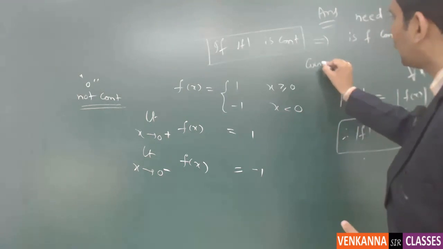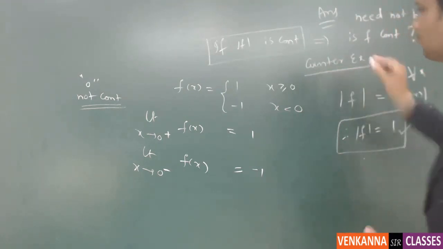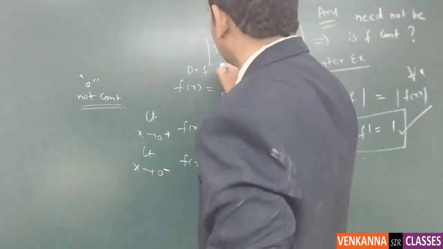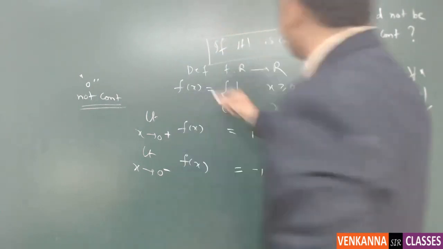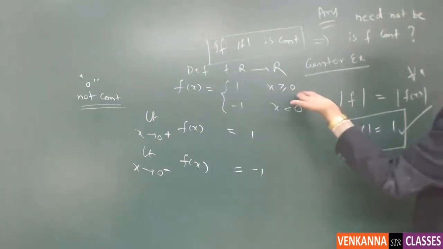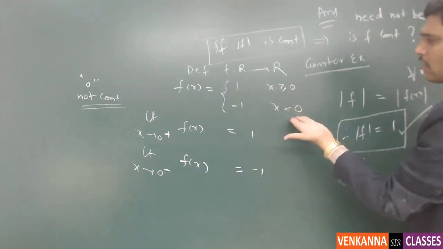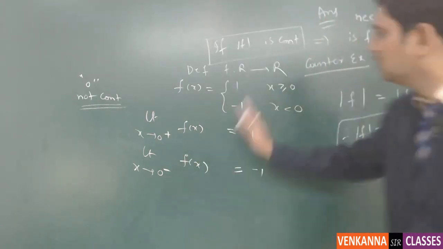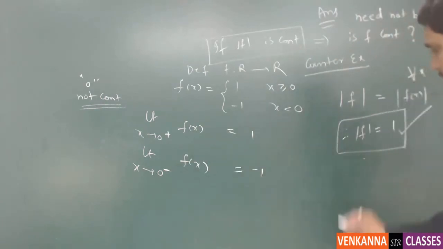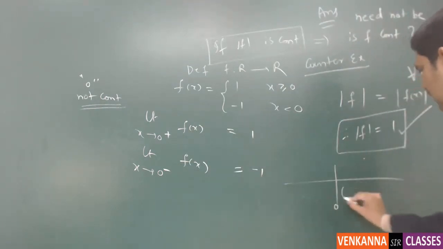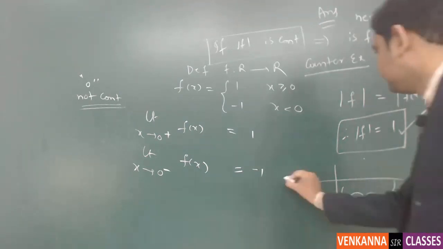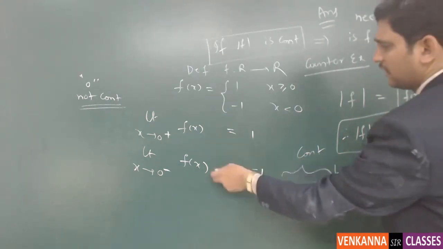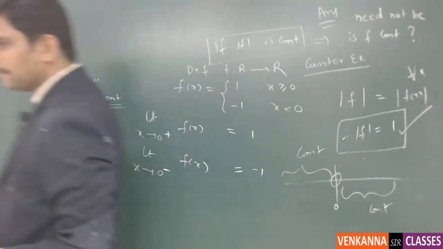Why? Because this is the counter example. Take the example that defines f like this. Define f from R to R by, for all non-negative values take it as 1, for all negative values take it as minus 1. Then the function is not continuous at the point 0. For the rest of the points it is continuous. So what happens if you draw the real line 0? Here it is continuous. Here it is continuous. But at 0 it is not continuous, because left limit and right limit are unequal.